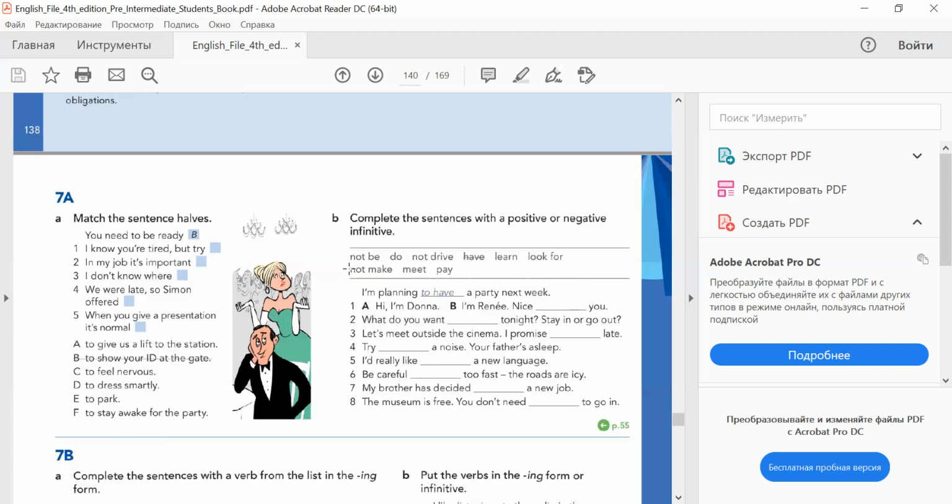Try not to make noise. Try not to make a noise. Не шуметь. Your father's asleep.